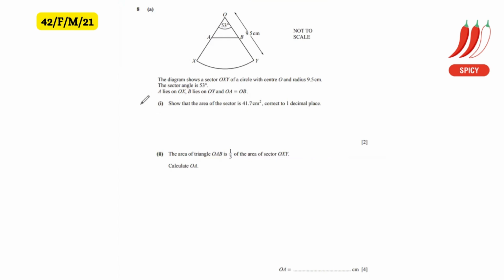So to find the area of the sector, we do the angle divided by 360 times pi r squared, which is 9.5. So when you plug this in the calculator, what you should get is 41.7 centimeters squared, correct to 1 decimal place. Then it says the area of the triangle OAB is 1/3 of the area of the sector OXY. Calculate OA.